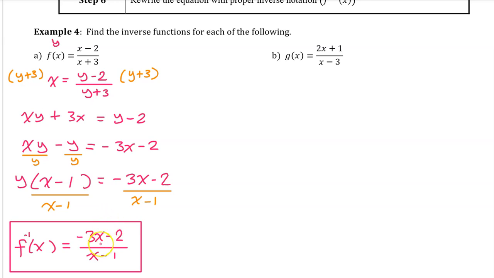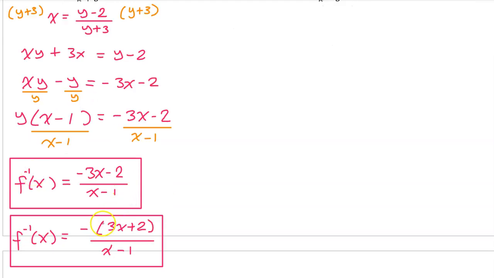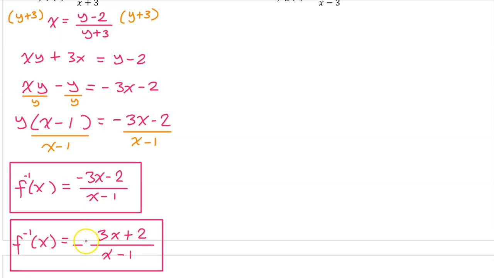This is the inverse relation. Don't forget to write f inverse instead of y. If this were a multiple choice question, you might see the answer written in a slightly different way. When the leading coefficient is negative, they will sometimes factor the negative sign outside of parentheses like this. In fact, they often put the negative sign way out in the front like this.